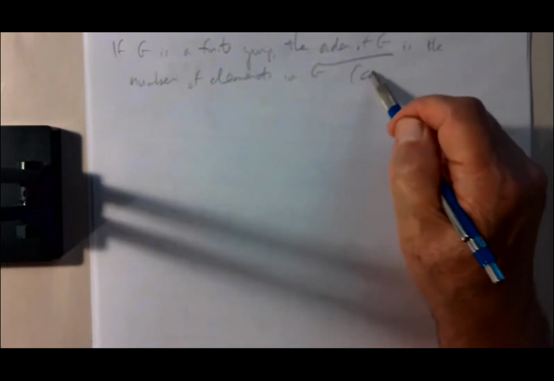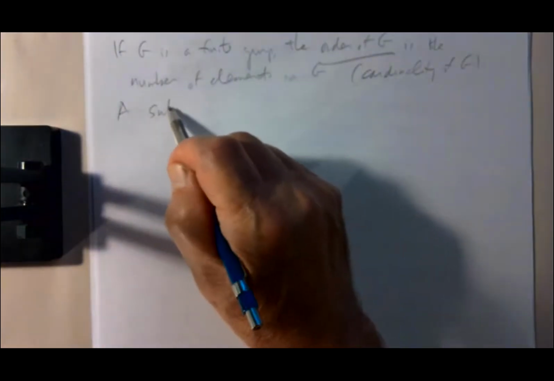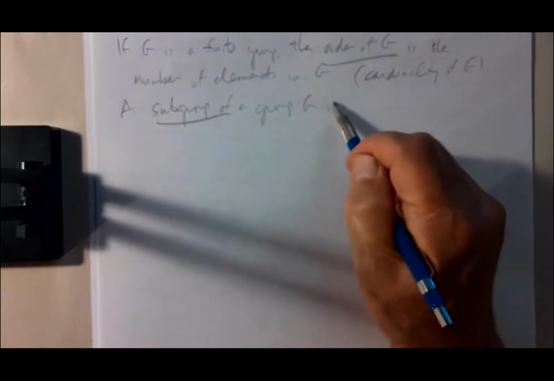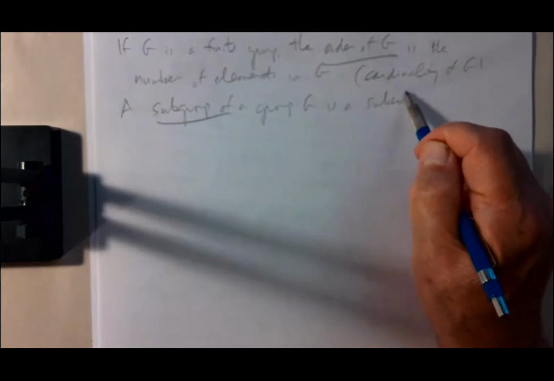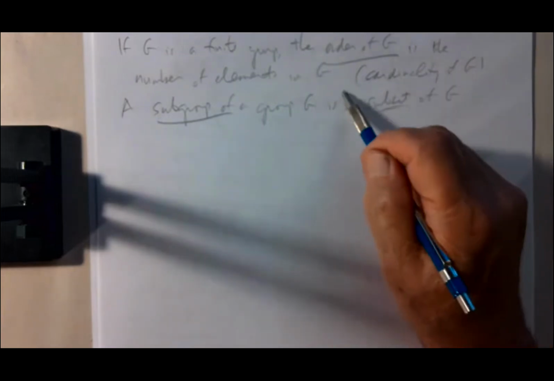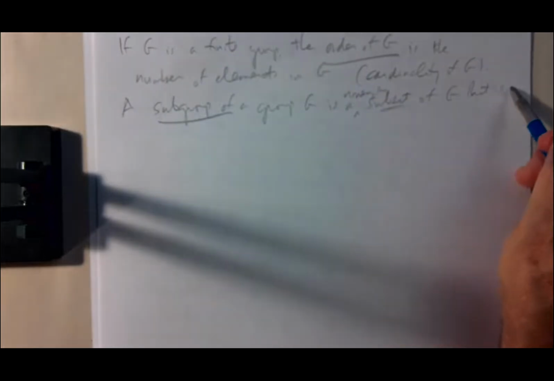And the number of elements, another word for that is cardinality, or the cardinality of G. But it means the same thing. A subgroup of a group G is a subset of G, a non-empty subset, that is itself a group.